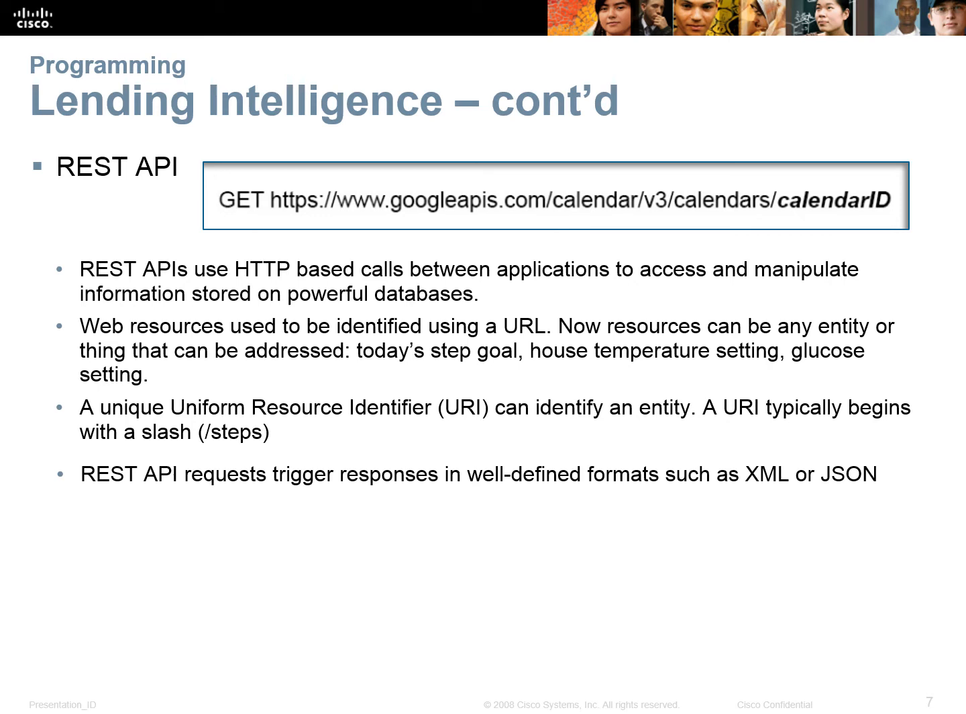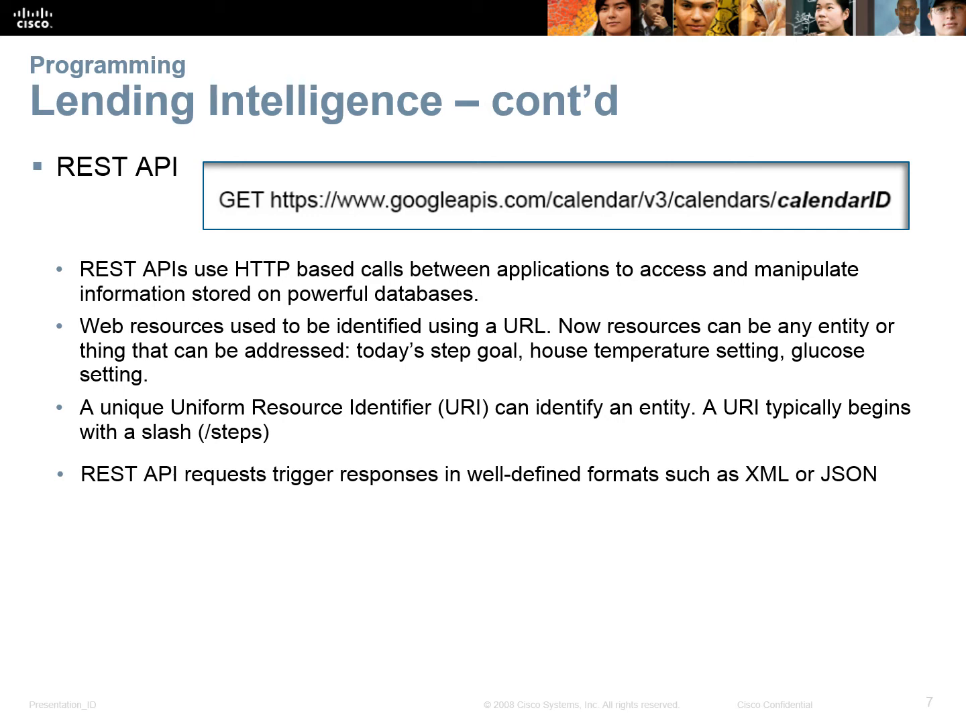Representational State Transfer, or REST, or RESTful web services. This is a type of API designed to make it easier for programs to interact over the internet. REST APIs use HTTP-based calls between different applications to access and manipulate information stored within powerful databases. Web resources used to be identified exclusively by a URL, and today, web resources encompass every entity or thing that can be named, identified, or addressed. Entities could be a day step goal, temperature setting from your house, or heart rate from a pacemaker.